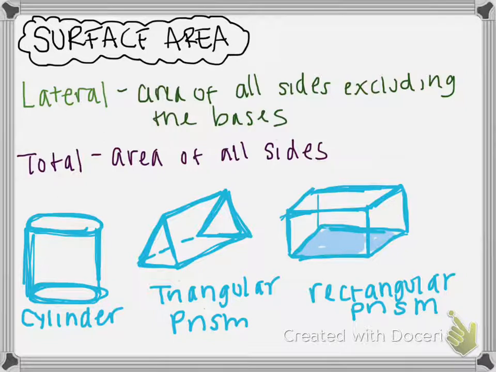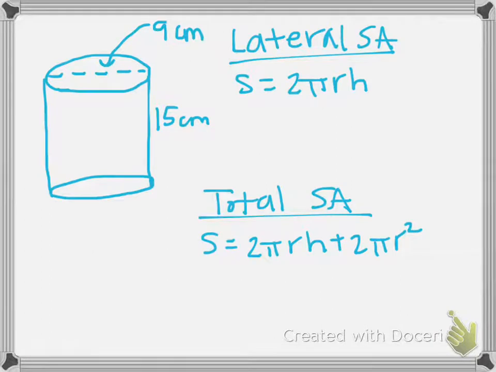So we have a cylinder, a triangular prism, and a rectangular prism. I know you like my shapes. So let's first look at this cylinder.